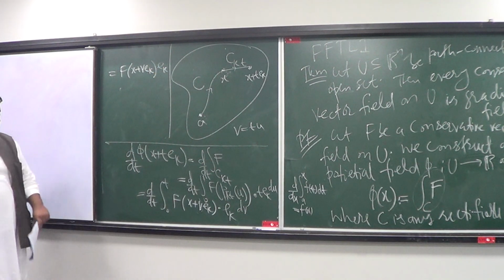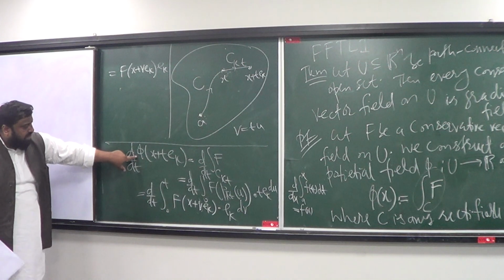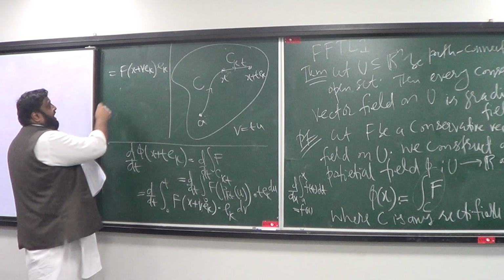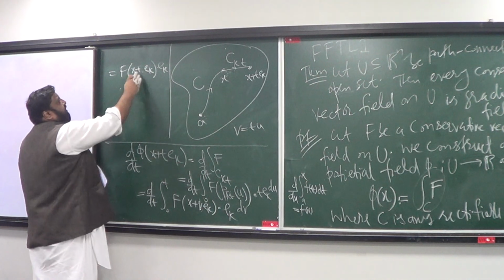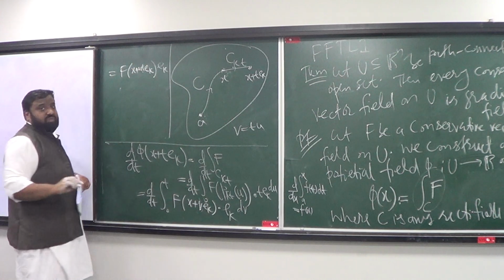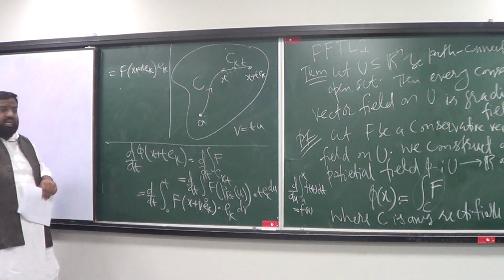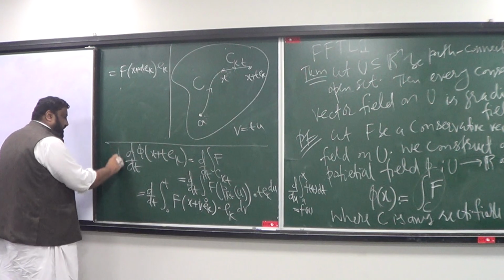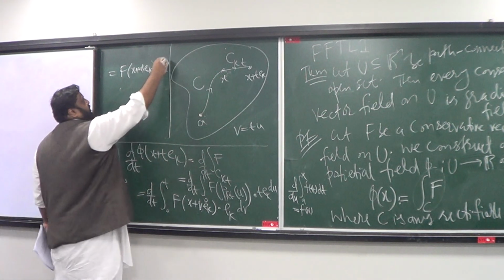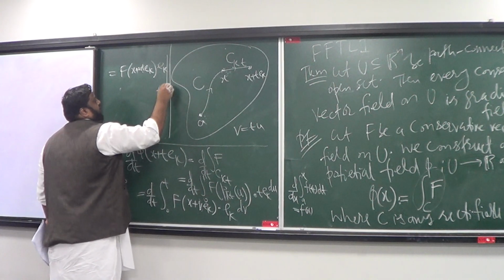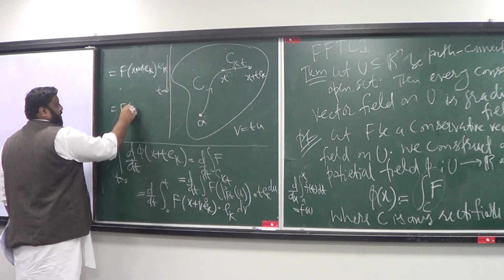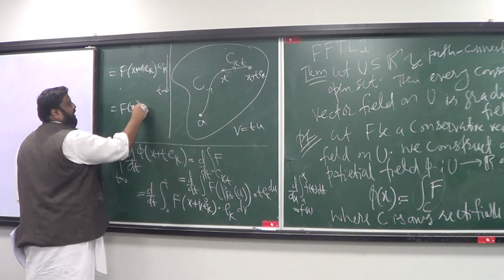So what have we calculated? We calculated the derivative d of phi of x plus t ek with respect to dt. So this is the derivative. And now I can replace v back by t and call it ut. And then I need to do another thing. Whatever you have computed, compute it at t equal to 0. So now substitute t equal to 0. So what did you get? F of x dotted with ek.